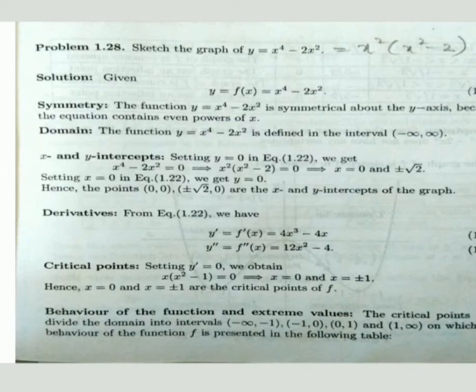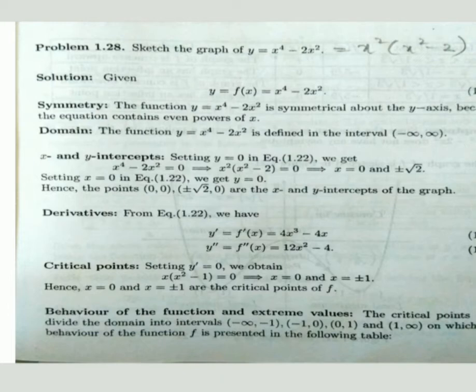Next find the y dash and y double dash. Y dash will be 4x cube minus 4x. Y double dash is 12x square minus 4. Let us find the critical points. For that y dash is equal to 0. What will we obtain now? Taking 4x outside, 4x into (x square minus 1). So 4x is equal to 0, that implies x is equal to 0. Next x square minus 1 equal to 0 implies x is equal to plus or minus 1. So x equal to 0 and x equal to plus or minus 1 are the critical points.